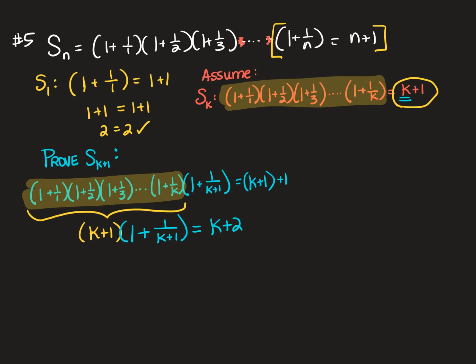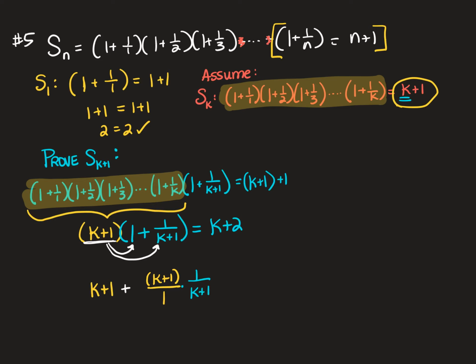So this will come together pretty quickly once you distribute, and that's what I'm going to do. I'm going to think about taking this k plus 1 and multiplying it by 1, and then multiplying it by 1 over k plus 1. And maybe you're seeing where this is going to go. When I multiply k plus 1 times 1, that's just k plus 1. When I multiply k plus 1 times 1 over k plus 1, what I get is this, k plus 1, we'll write it over 1, times 1 over k plus 1.